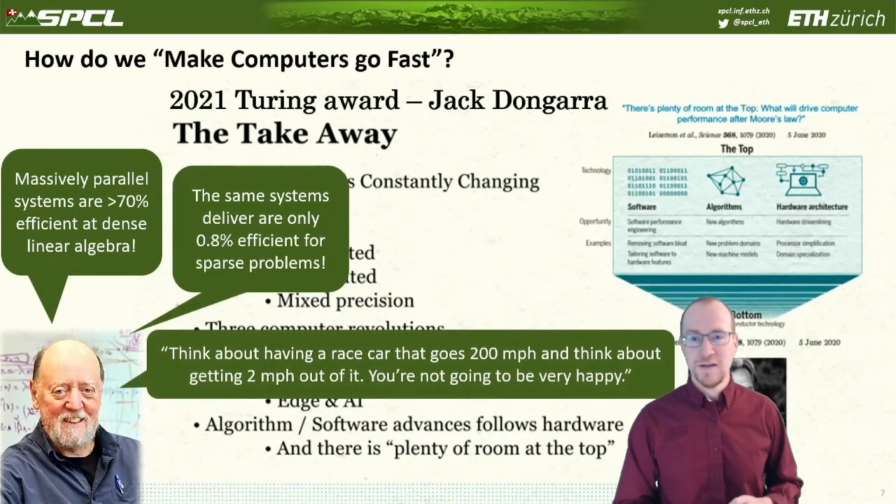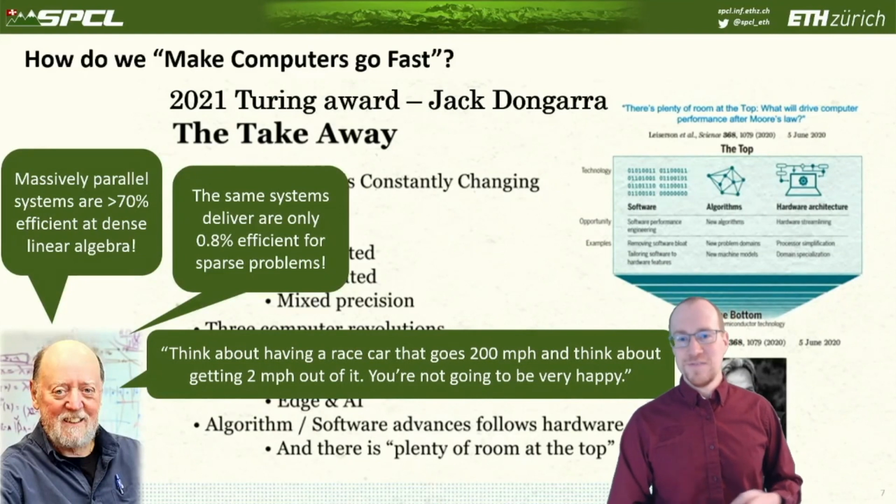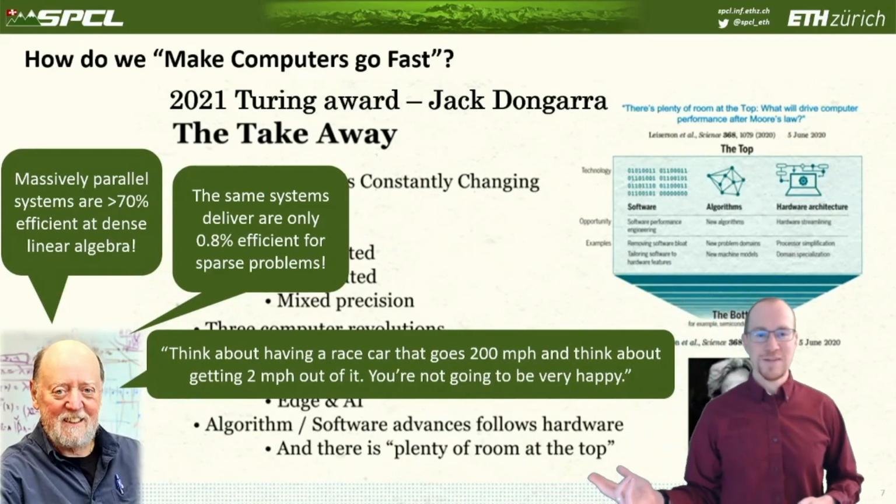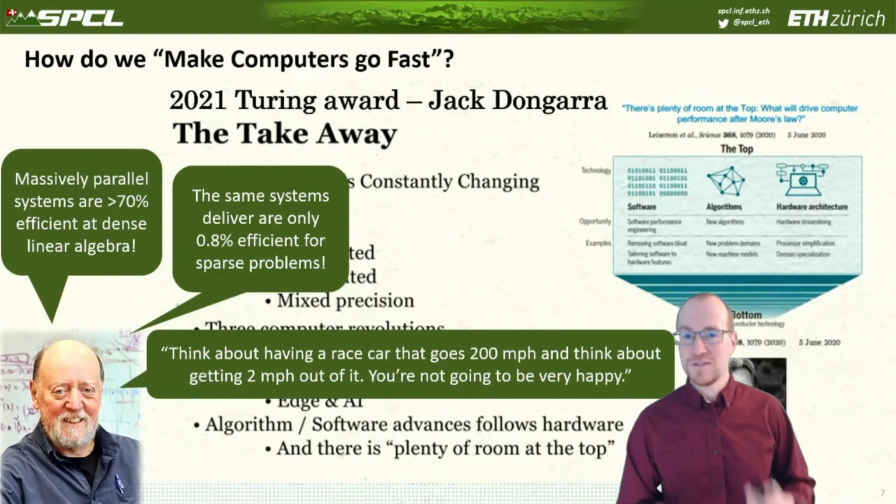So to quote Jack, think about having a race car that goes 200 miles per hour and you get only 2 miles per hour out of it. But unfortunately, that's most likely not going to make you very happy. So there's still plenty of room at the top, as we can see here. And the top is the software environment.